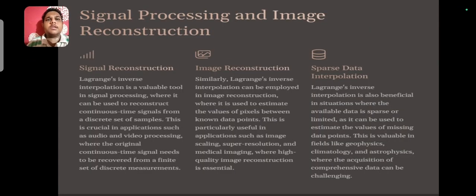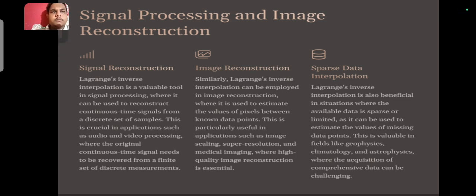Signal processing and image reconstruction. Signal reconstruction. Lagrange inverse interpolation is a very valuable tool in signal processing where it can be used to reconstruct continuous time signals from a discrete set of samples. This is crucial in applications such as audio and video processing where the original continuous time signal needs to be recovered from a finite set of discrete measurements.